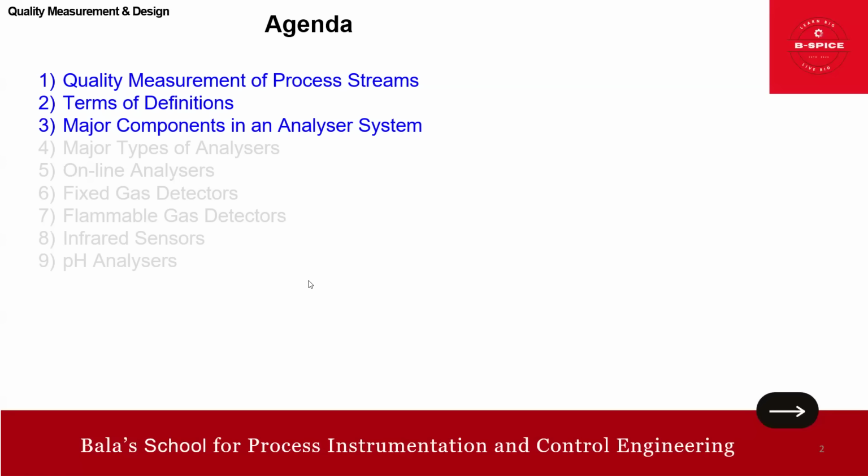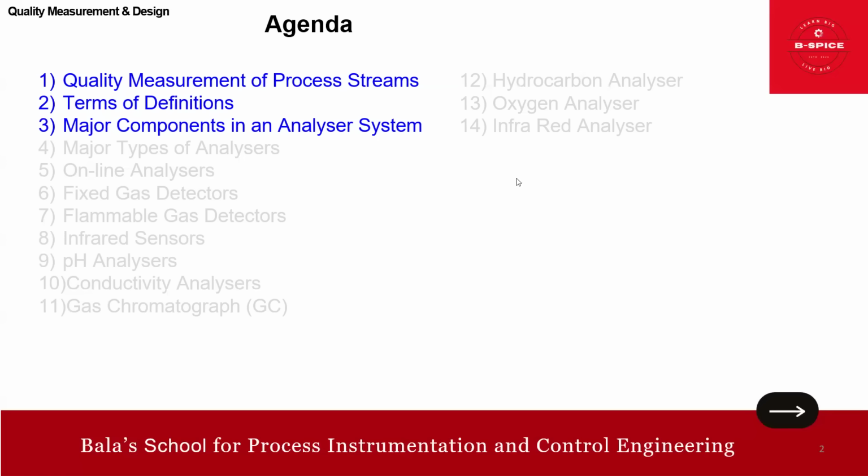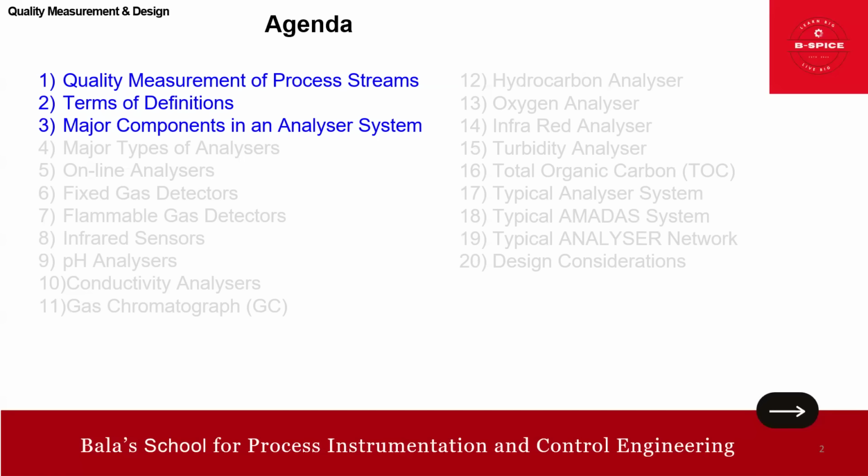So to continue, pH analyzers, conductivity analyzers, gas chromatograph, very, very important, GC. This we are also going to cover in detail. Then hydrocarbon, oxygen, like zirconia probe, infrared analyzers, turbidity analyzers, total organic carbon, TOC, the typical analyzer system, typical SCADA system, typical analyzer network, and of course the design considerations and typical sample takeoff probe. All this we are going to cover, friends. It all depends on your support. The more you support, I'm willing to conduct all these sessions in detail.